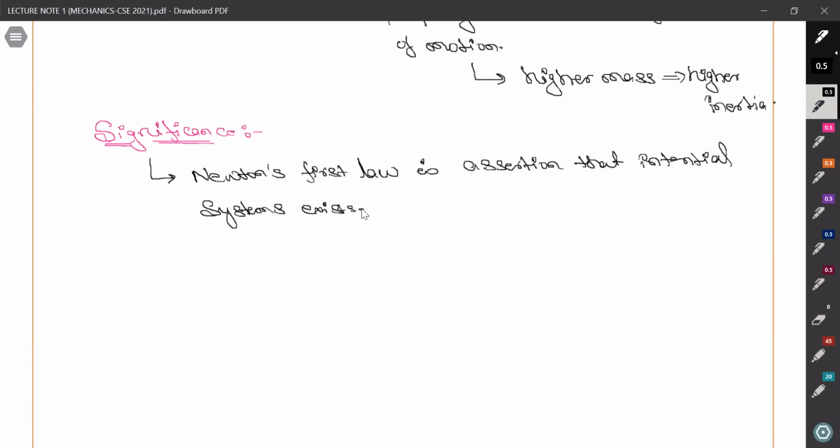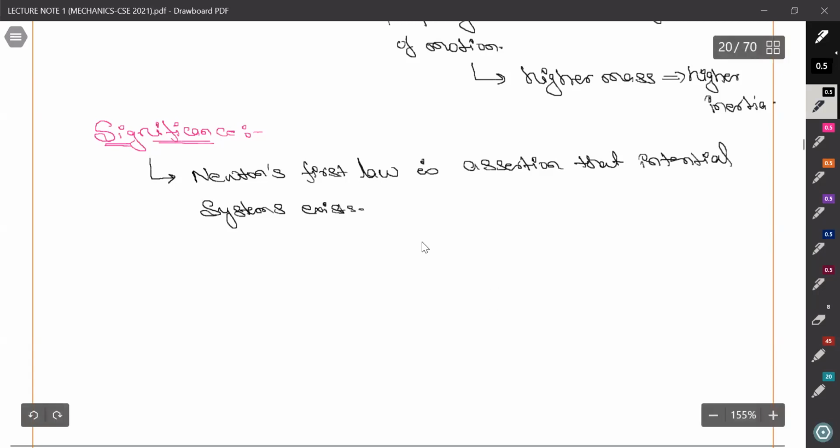But what Galileo said, and that's why we will study the Galilean transformation in a later chapter also, was that inertia is a property of the body to resist a change in its state of motion. So if a body is moving, it will not come to rest if we have not applied any force on it. If we apply a force on the object, then it will come to rest.